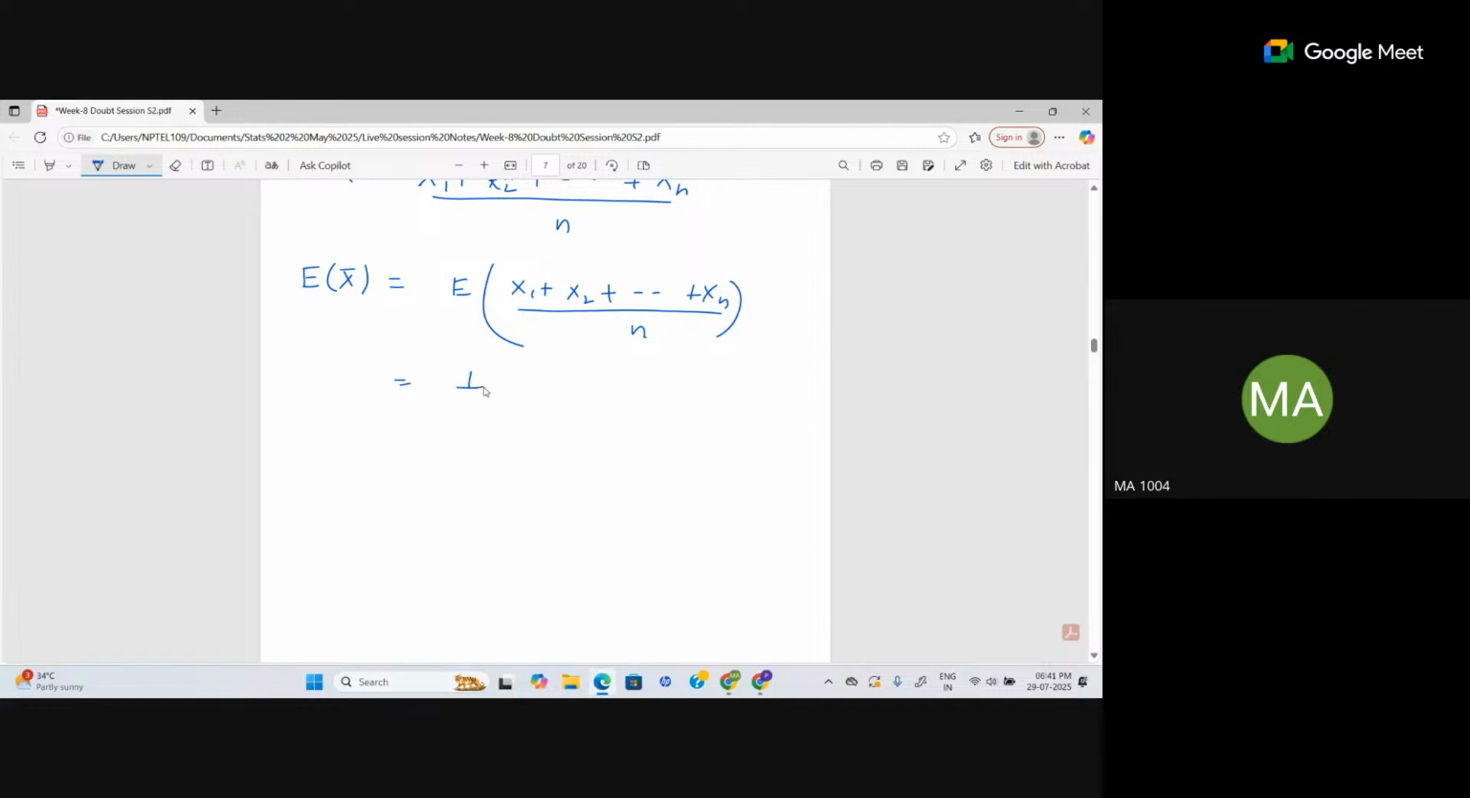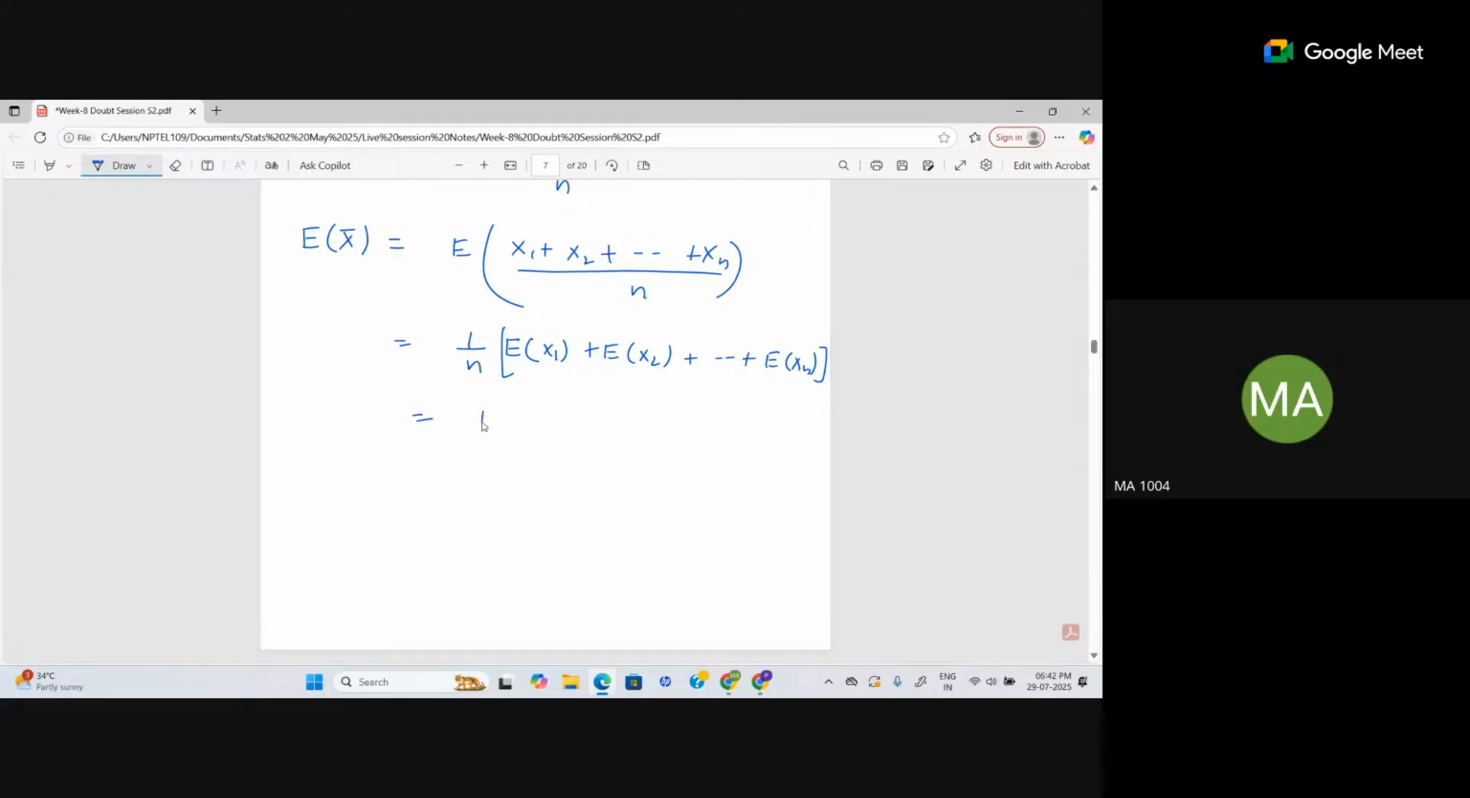So n is a constant, so we can write it out. And this will become the expectation of x1 plus expectation of x2 up to xn. Now this is 1 by n and this is mu plus mu. Now we have to add mu n times. So this will become n mu, and n will be cancelled out. So the expectation of x bar becomes mu.